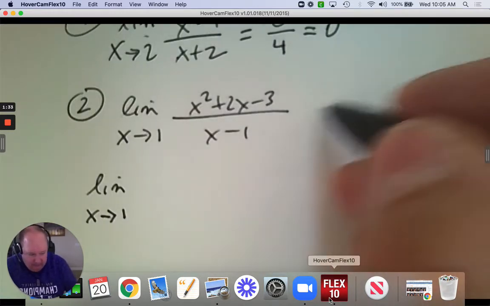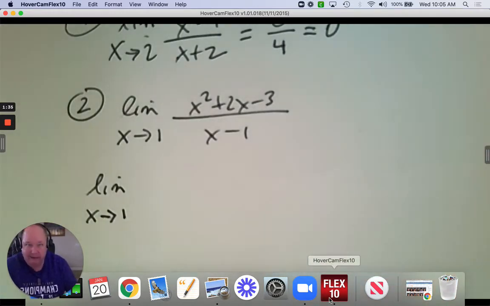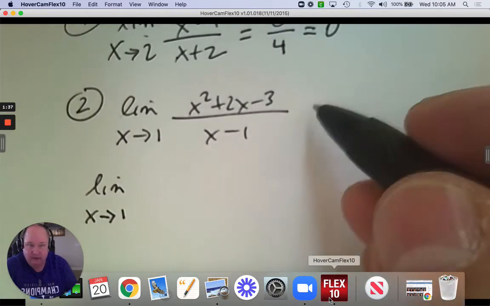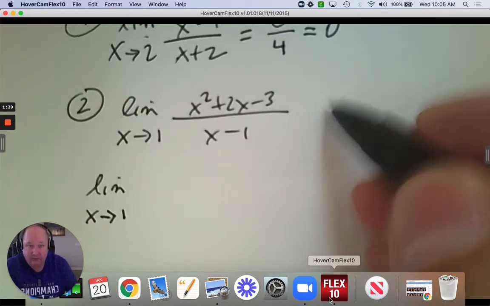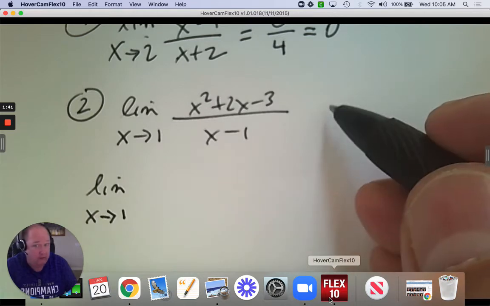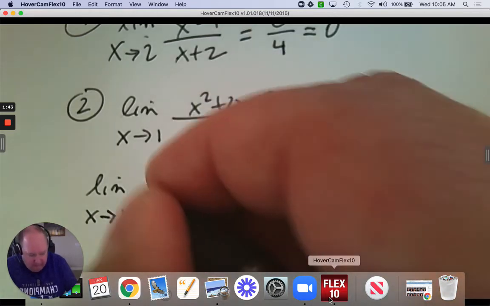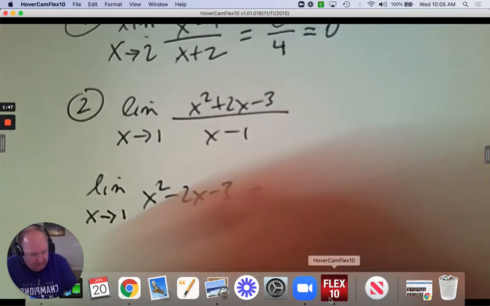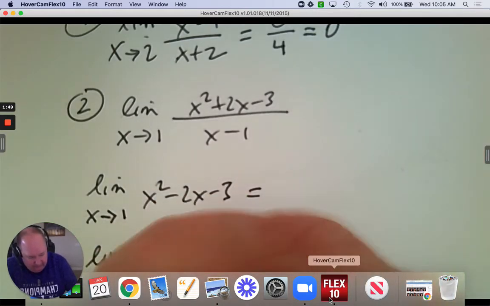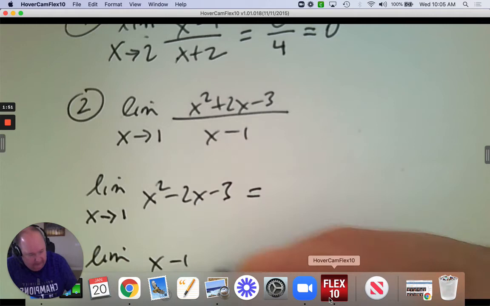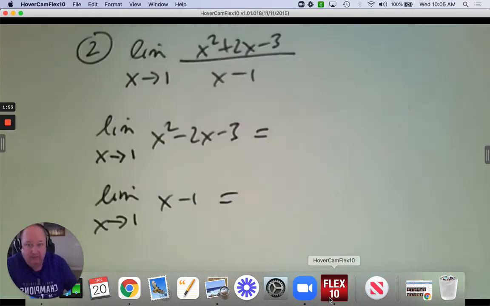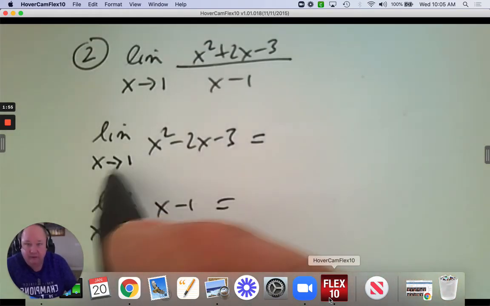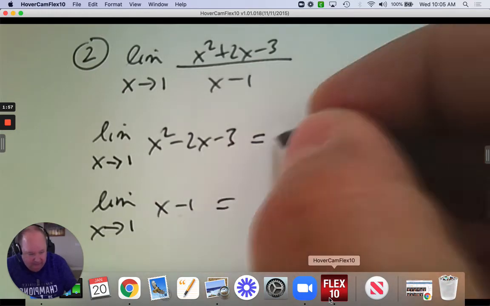If I write down 0 divided by 0, the AP exam writers, the ones who grade, do not want you to write down 0 over 0. So we're not going to do it. We're going to write down the numerator, and then write down the denominator. This is how we'll show what we're doing. So the limit as x approaches 1 of the numerator, that answer is 0.